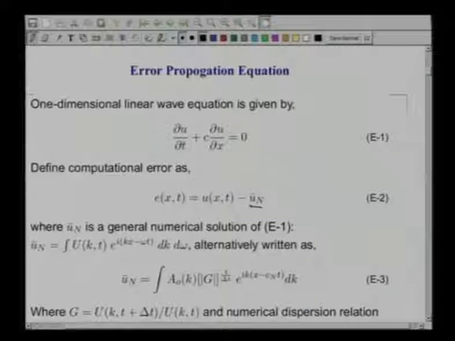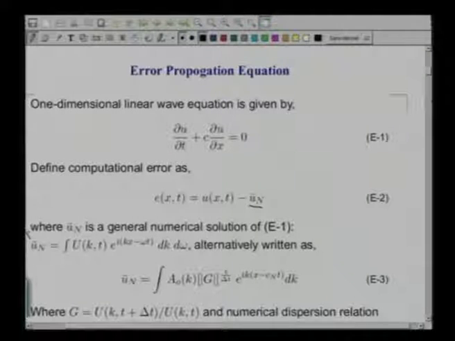The numerical solution that we obtain, we could decide to express it completely in the spectral plane in terms of the wave number k and the circular frequency omega. That is one way of writing it. That is what we have done here.